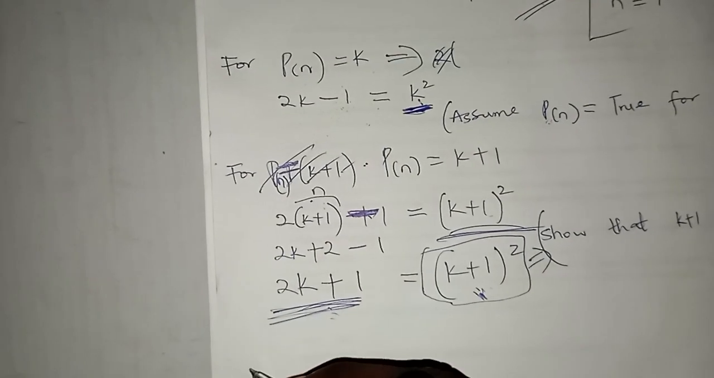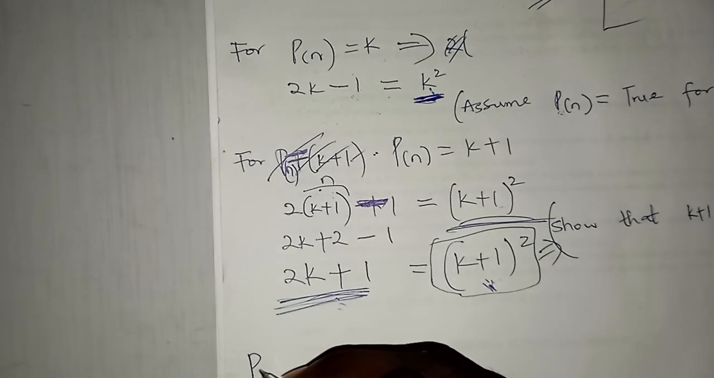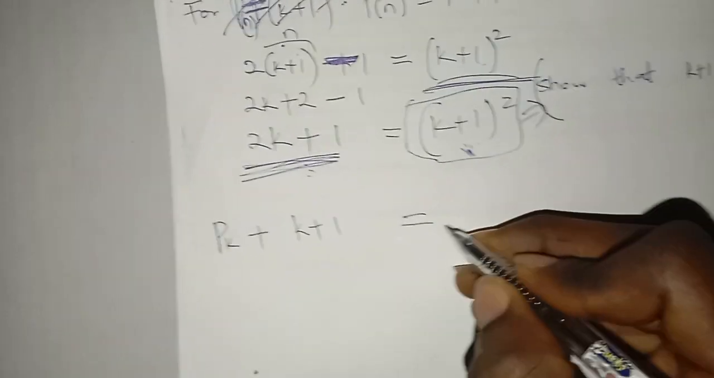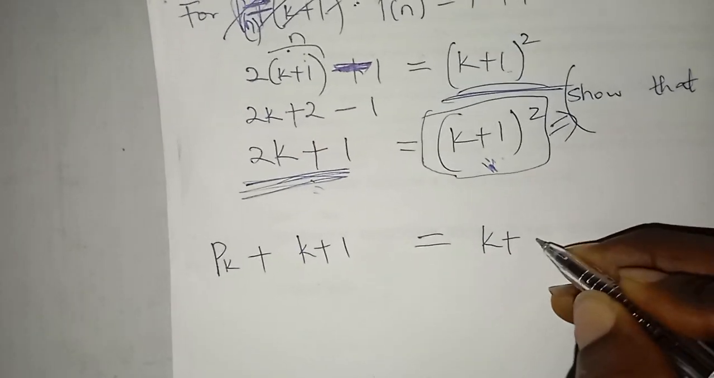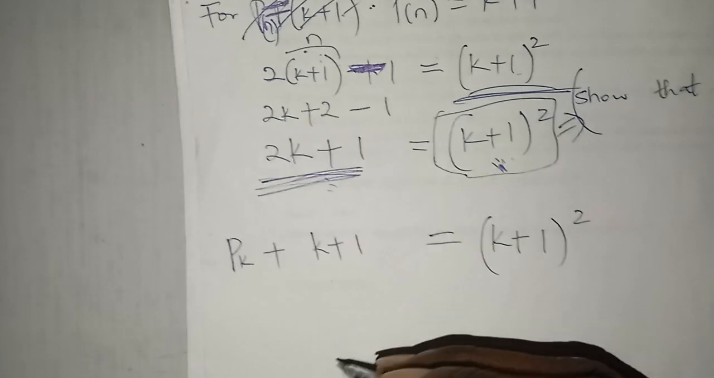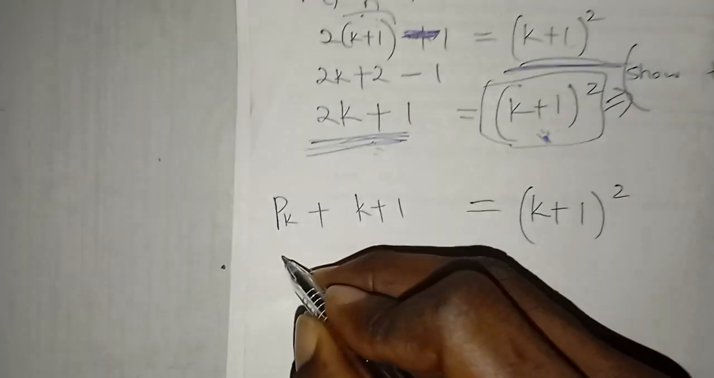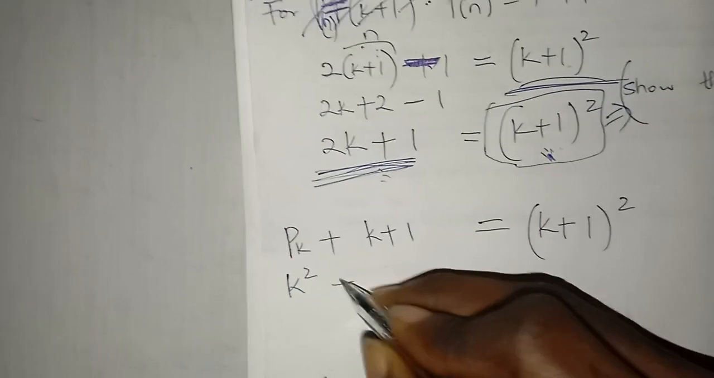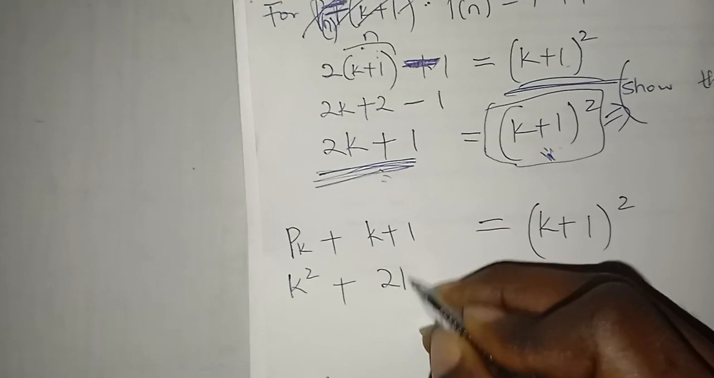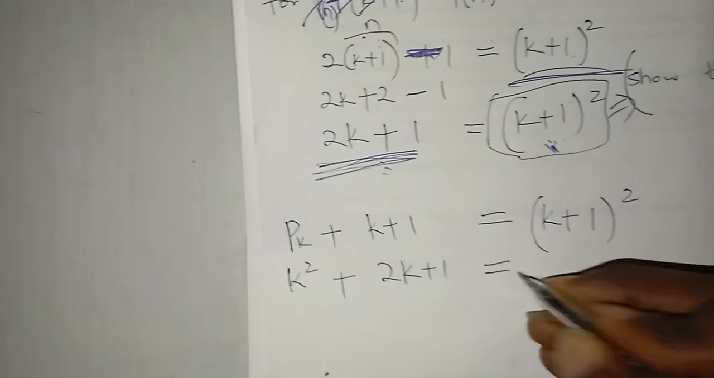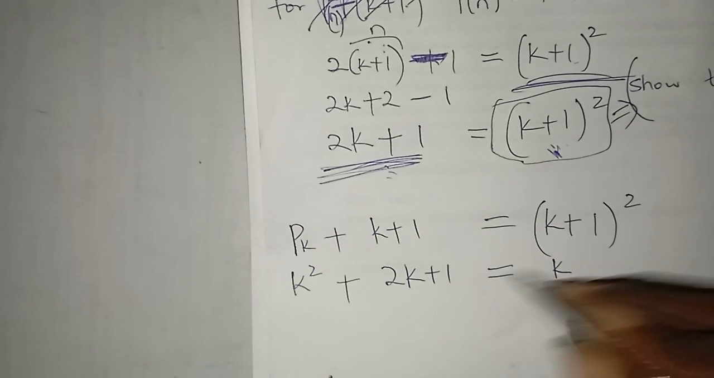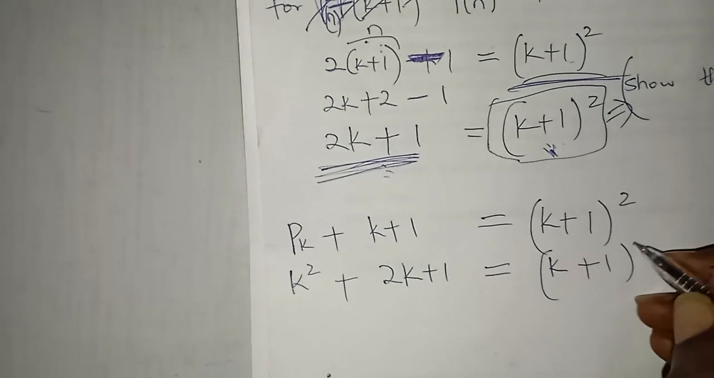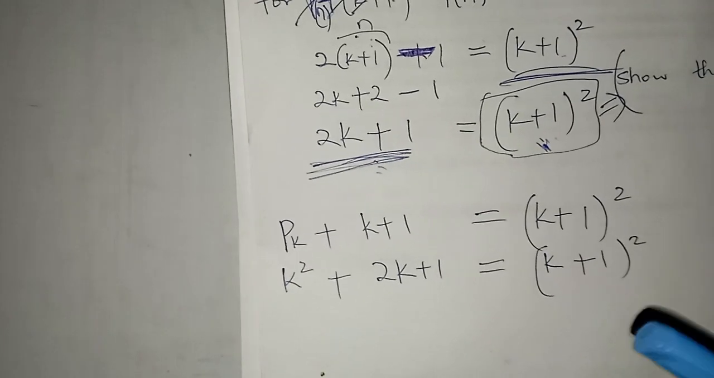So let's get the term P of k. It gave me P of k plus 1, which gives me k plus 1 squared. So I need to use it to prove it. So I'll bring what P of k gave me, which is k squared, and k plus 1 gave me 2k plus 1. So I need to use it to prove that my left hand side is equal to my right hand side. Whatever I do in the left hand side should equal my right hand side.